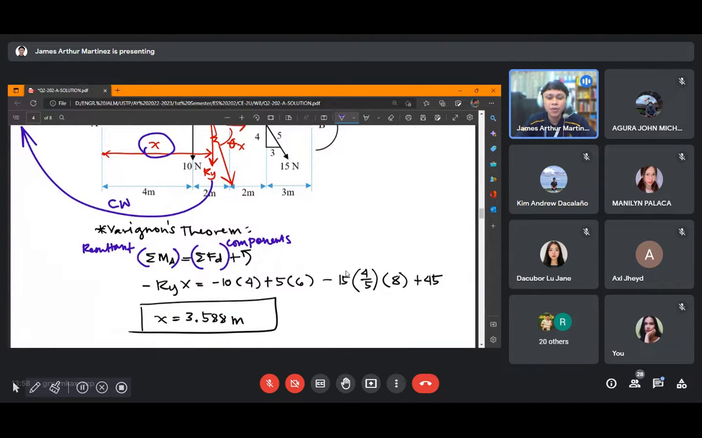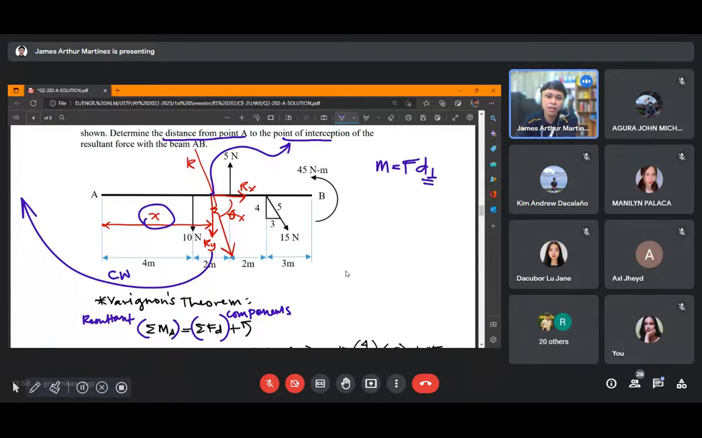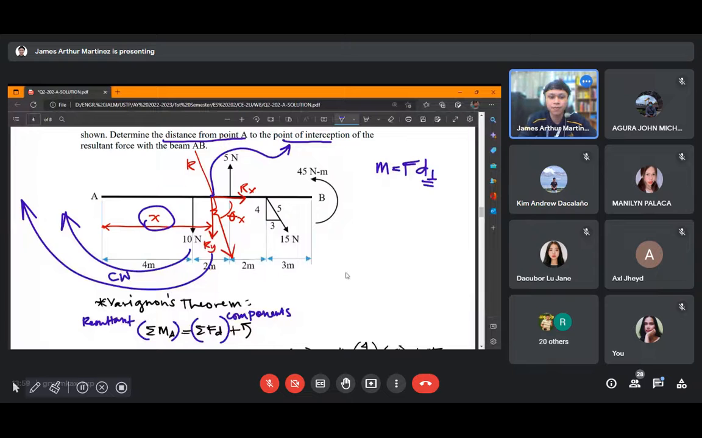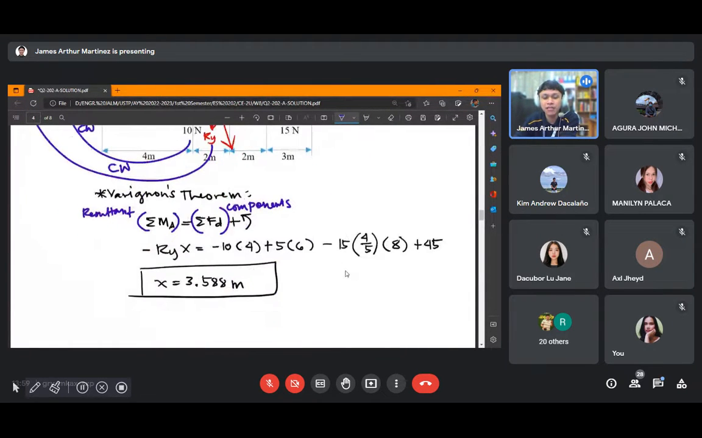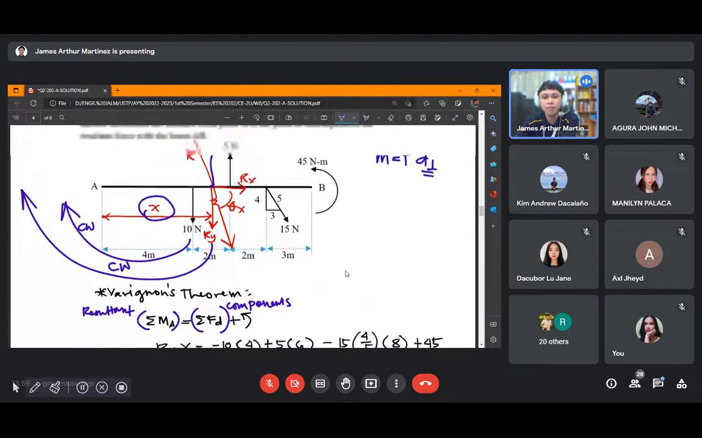So, equal now to the summation of moment at point A with respect to the components of the forces of this whole system. Okay? And what are those? You have 10 newtons. With respect to point A, 10 newtons will tend to rotate clockwise. Clockwise gihapon. So negative 10 times 4. So 4 meters man yung moment arm.